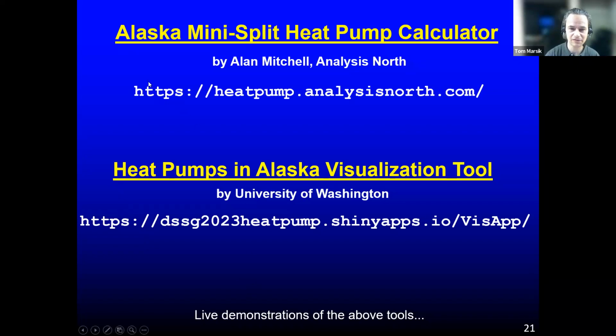So I'm going to start with the Alaska mini-split heat pump calculator developed by Alan Mitchell of Analysis North. Here's the link to it. I'm going to go to it in a little bit.